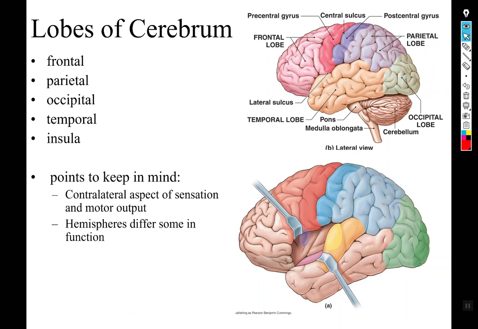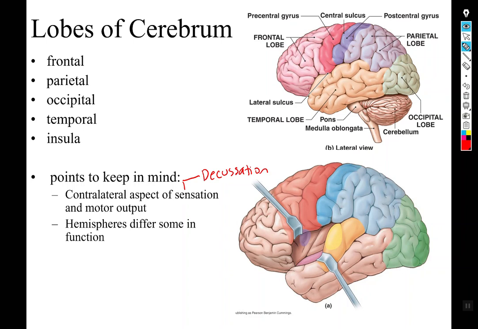So points to keep in mind are as follows. The contralateral aspect of sensation and motor output. So remember, due to decussation, which is the crossing of fiber tracts from one side to the other, that means that sensory information that is coming in from the right side is going to be processed on the left and vice versa, and motor information that is descending from the left side is going to cross over to the right and vice versa.